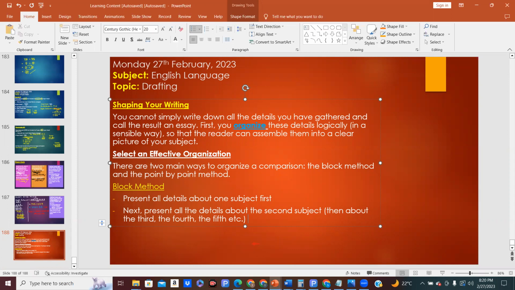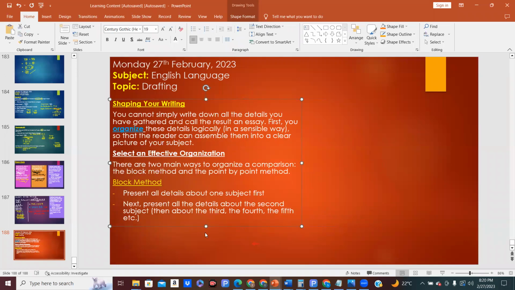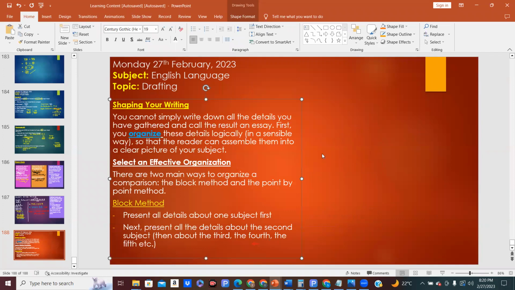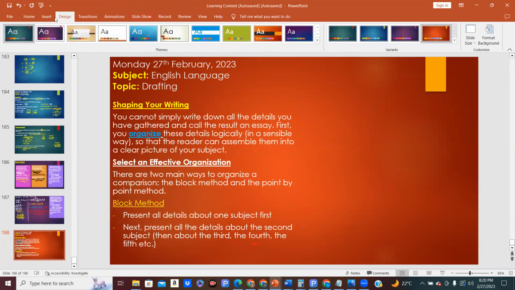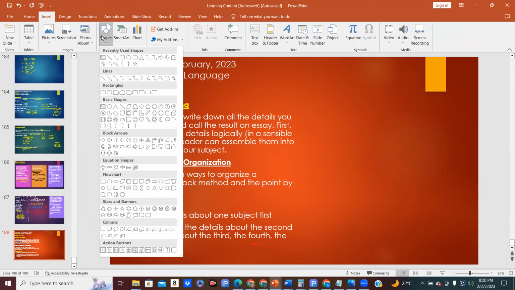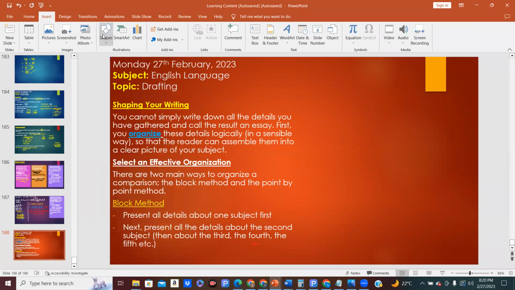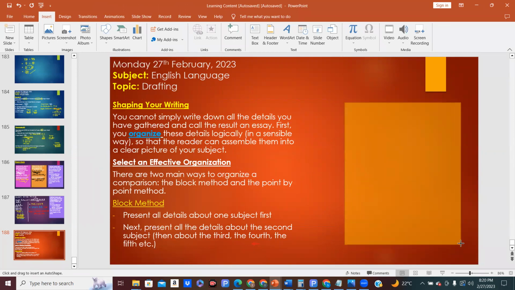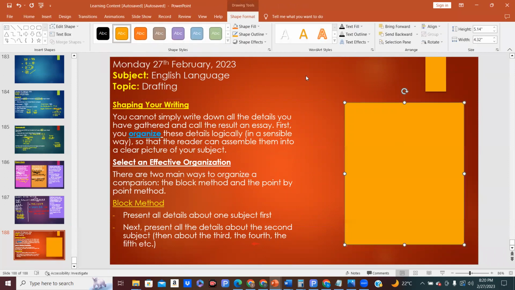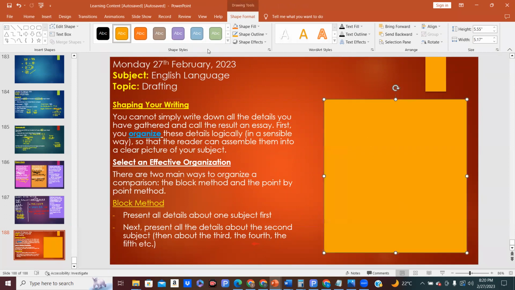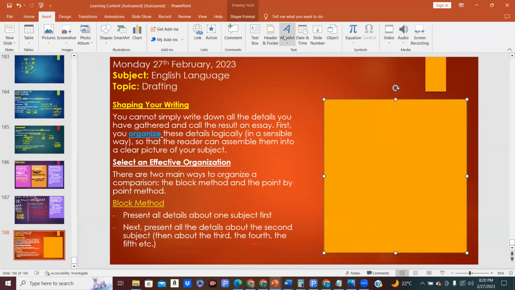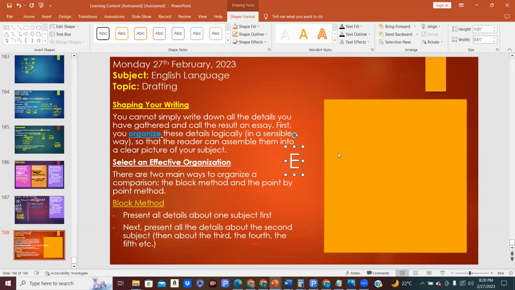So say for example, we wanted to use the block method to compare a steam engine versus a gas engine. So this is an example of a block method.